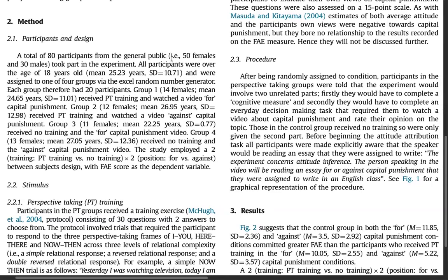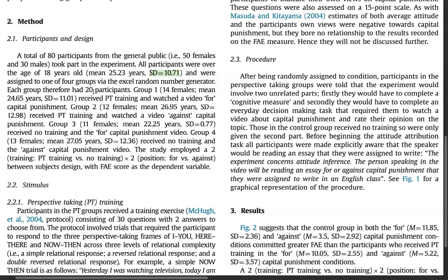Not super descriptive, right? We talked about that. 50 were females, 30 were males. They were all over 18. The mean age was about 25 years. There's a pretty big spread of ages. And they were assigned to different groups. So that's actually more of a design feature than part of describing the sample.